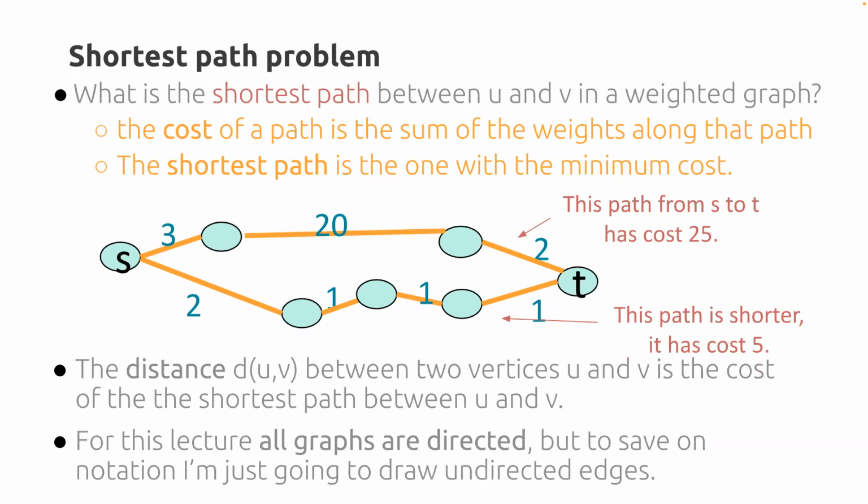The distance between U and V, between any 2 vertices, is the cost of the shortest path between U and V. Okay, so if I say what's the distance from S to T, you will tell me the distance is 5, because the shortest path has cost 5. Okay. For this lecture, all graphs are directed, but to save notation, I'm just going to draw undirected edges, right?